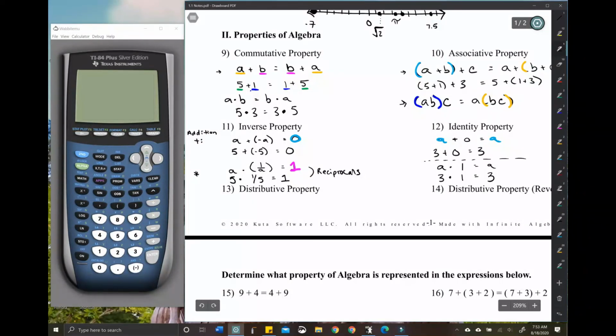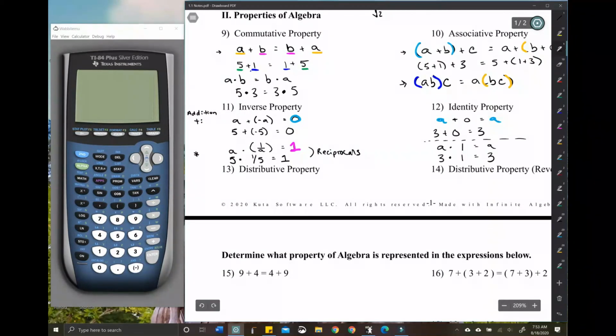And the last properties are the distributive properties, okay? And you might see these in either way. So the distributive property starts out with A, and then say we have B plus C is equal to, if we distribute, AB plus AC. Thinking of it in terms of numbers, 5 times 1 plus, say, R is equal to 5 plus 5R. 5 times 1, 5 times R.